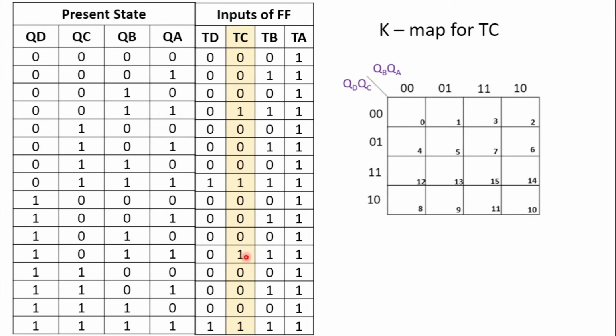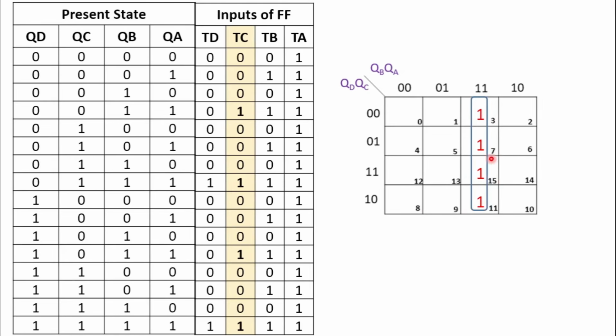Next one corresponds to cell number 8 plus 2 plus 1, that is 11, and the next one corresponds to cell number 15. So cell number 3, cell number 7, cell number 11 and cell number 15 are filled with these 4 ones, and the rest of the cells contain 0. So I can form one quad out of this.